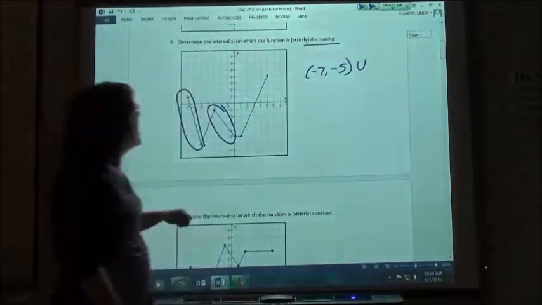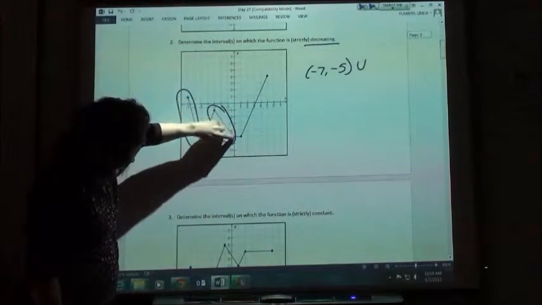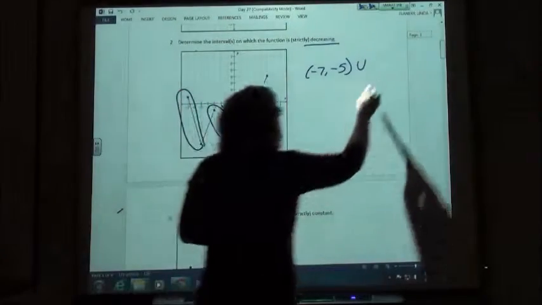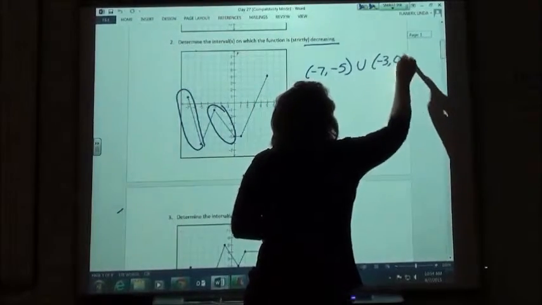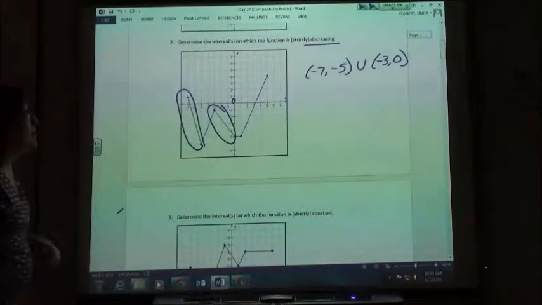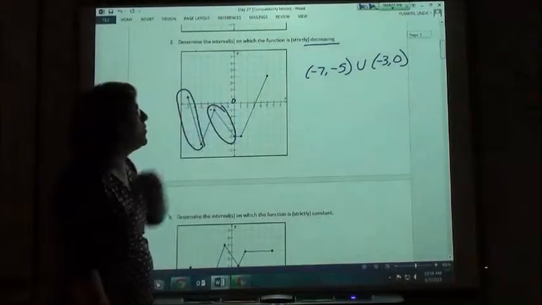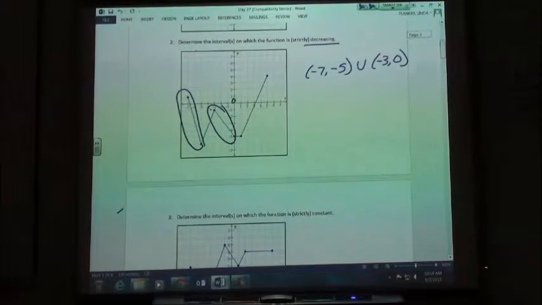Always go from left to right like you read. -3 to 0 would be our other section. People always like to mess up on that 0, but that is at 0. So from -7 to -5 it's decreasing, from -3 to 0 it is also decreasing.